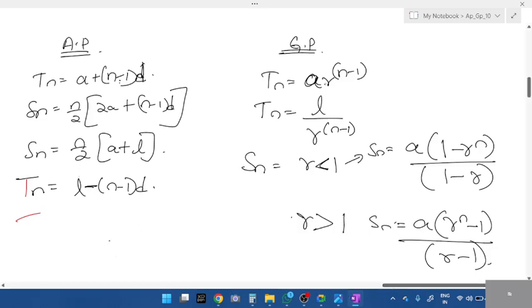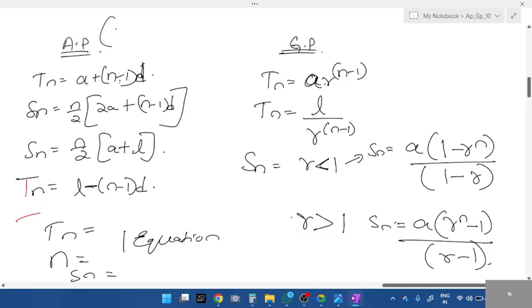Okay. Now, the common thing is, if they ask us to find the Tn or n value, students, whether it is AP or GP, we use one equation. We just use the equation for Sn, even for Sn. Tn and Sn, only one equation. Fine. Next. For AP, we use majorly the subtraction type.